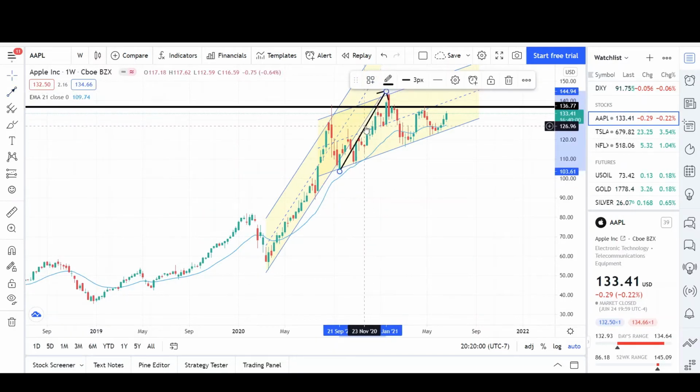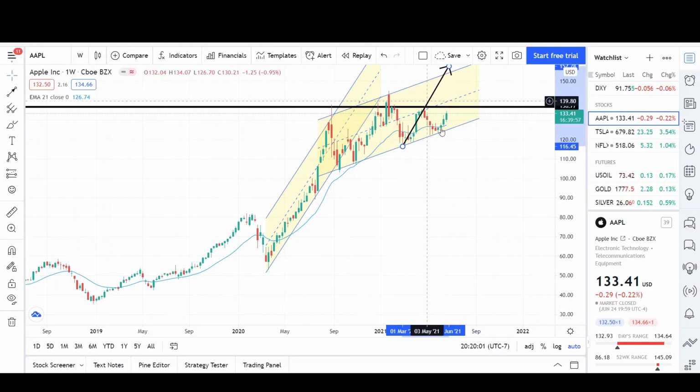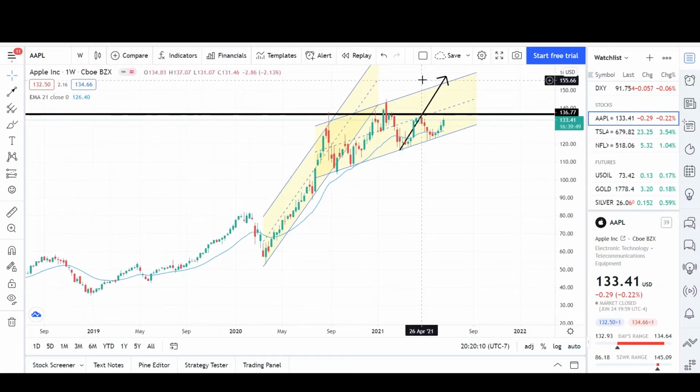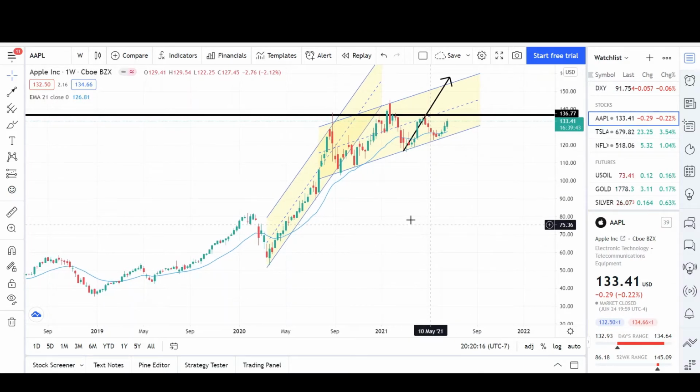If you take a measured move here and you put it right here at the end of the correction, it would be the other side of the channel, which seems pretty accurate, which would be the 156 level, 157 level. So that is the technical analysis breakdown for Apple.